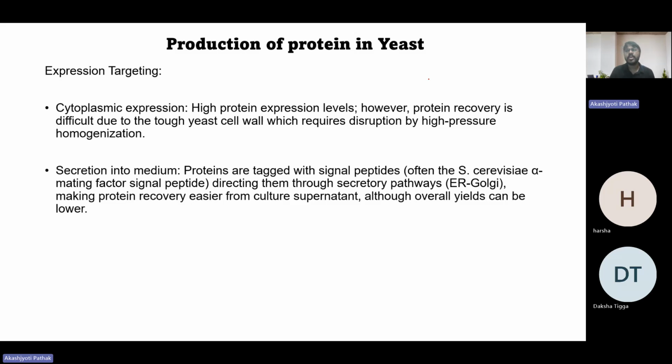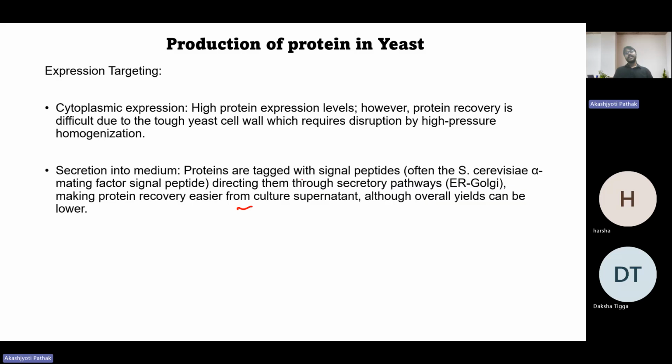So you need to treat it with several enzymes, zymolyase and all this. But if your yeast is secreting the recombinant protein, then you can directly obtain it in the media. The media in which you are culturing the yeast will have your recombinant protein. Now you can filter the media using a 0.2 micron filter, and then in the media only you will have your recombinant protein. Okay.